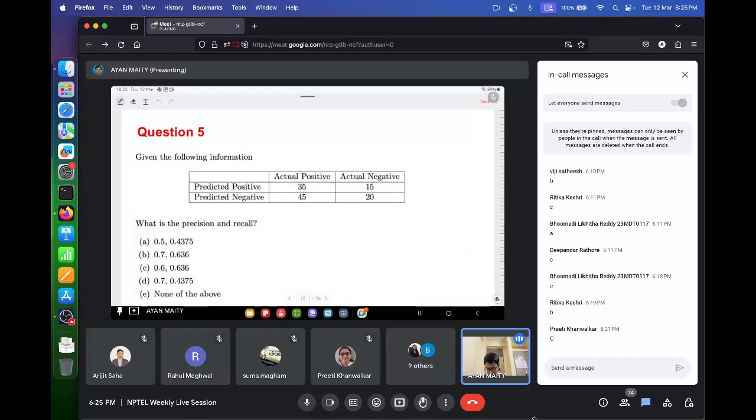Now question 5. Given the following information, this is the table given for actual positive, actual negative values and predicted positive, predicted negative values. What is the precision and recall? So you have to compute precision and recall from this table.